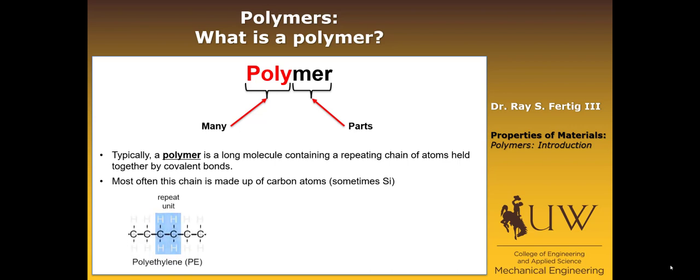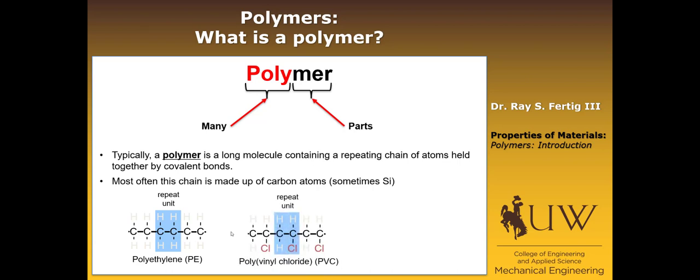polymers. So one that's very common is polyethylene. And so what you can see here is that you have a chain of carbon atoms. This blue region is highlighting what would be the repeating unit cell. It just continues on, and so it constructs this chain, and it could go on for very long. And so you have both the repeat unit, the part, as well as the polymer, the complete molecule.